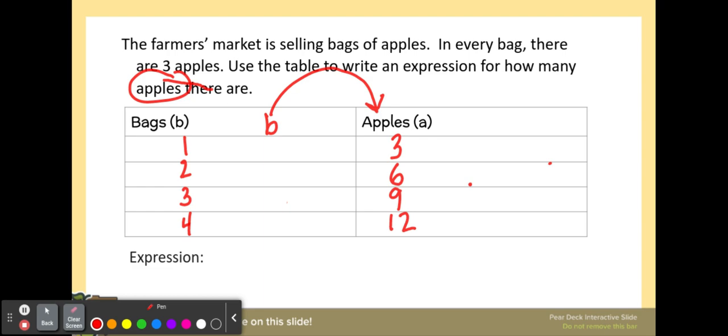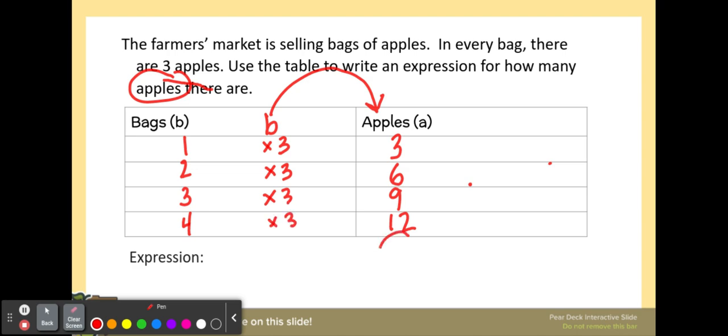So I'm thinking, how else can I get from 1 to 3? I could say that I am multiplying by 3. 1 times 3 is 3. Does that work for the rest of my table? If I do 2 times 3, that's 6. If I do 3 times 3, that is 9. And if I do 4 times 3, that is 12.